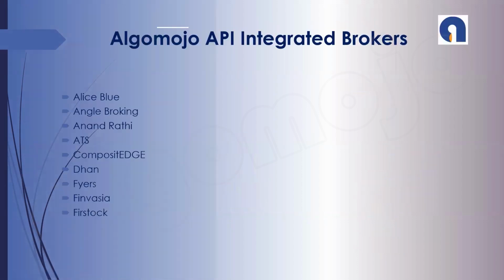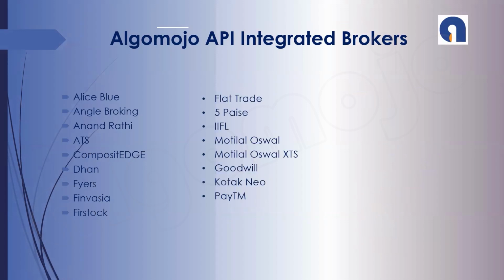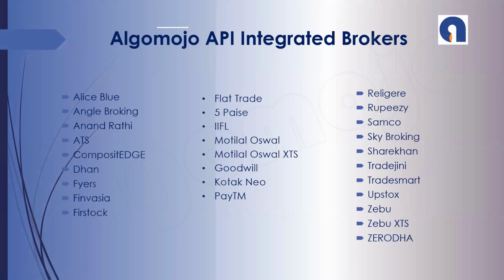We have integrated with close to 27, 28 brokers as of now. You will find all the major brokers with whom we have already done the API integration. So, in case you have an account with any of these brokers, you will be able to start off immediately. You can use our platform for automation of your strategies and indicators as such.